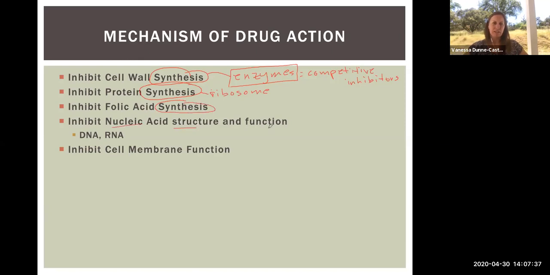Nucleic acid structure and function. There's many different places along this pathway that we have antimicrobial medications to target. Most of the time they are enzymes, and some of them actually selectively target the nucleic acid themselves. And then cell membrane function. Now in this case, they act a lot like surfactants from our last chapter. So we'll go through each of these things in just a little bit more detail and talk about some of them and some limitations to them.